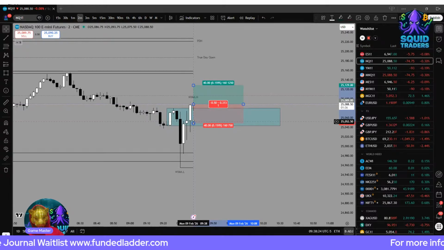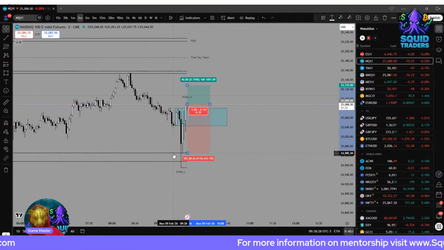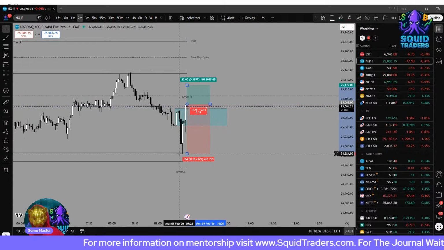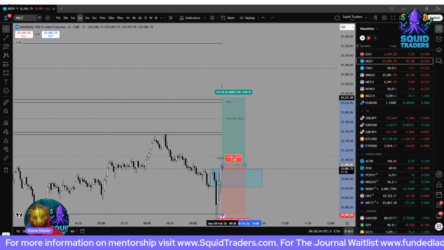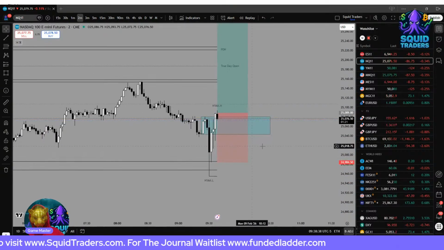Entry is over here. Stops would be under this candle's low. I'm not going to put it under London low. I'll put it under this candle's low that was created, and I'll aim for 2 hour. That's it. Nothing more, nothing less. It's a half risk trade. It's not a full risk trade.